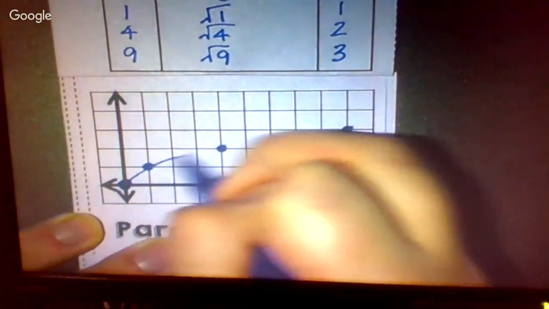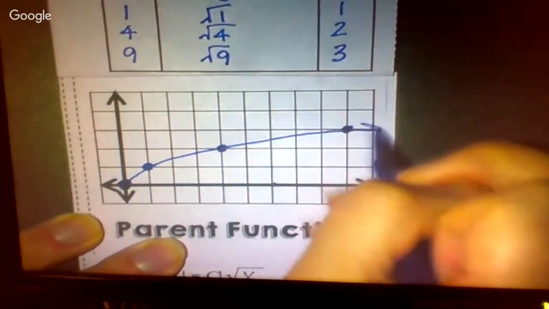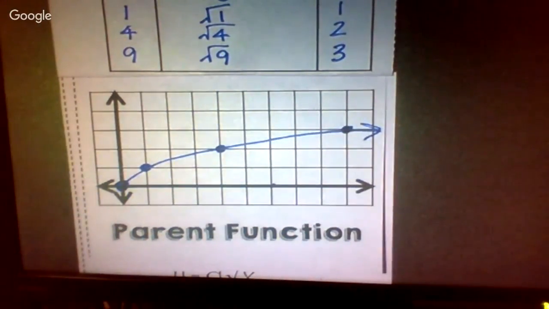Okay, so your graph of your parent function looks like this. They call this the wing, because it looks like a bird wing coming out. Okay. So they call radical functions the wing.